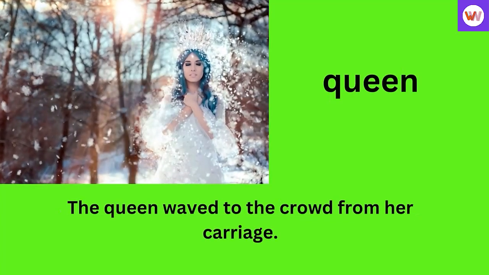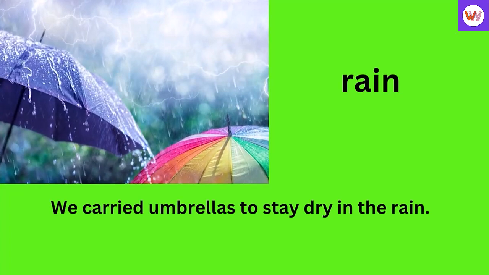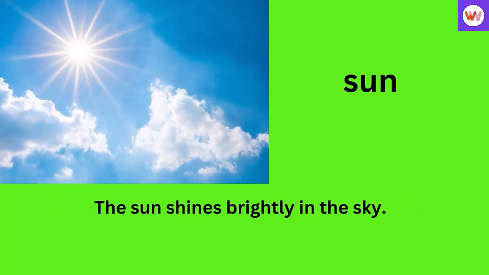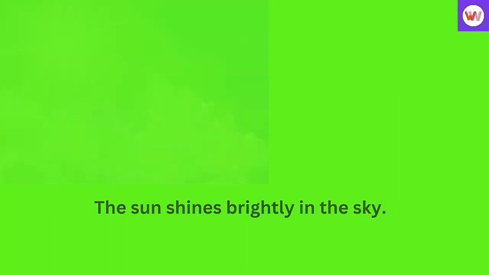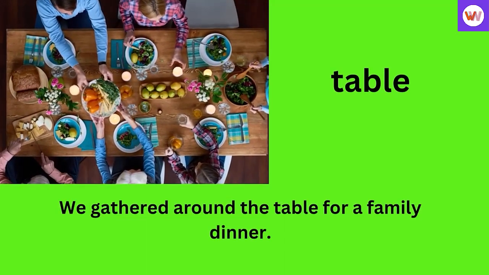Queen. The queen waved to the crowd from her carriage. Rain. We carried umbrellas to stay dry in the rain. Sun. The sun shines brightly in the sky. Table. We gathered around the table for a family dinner.